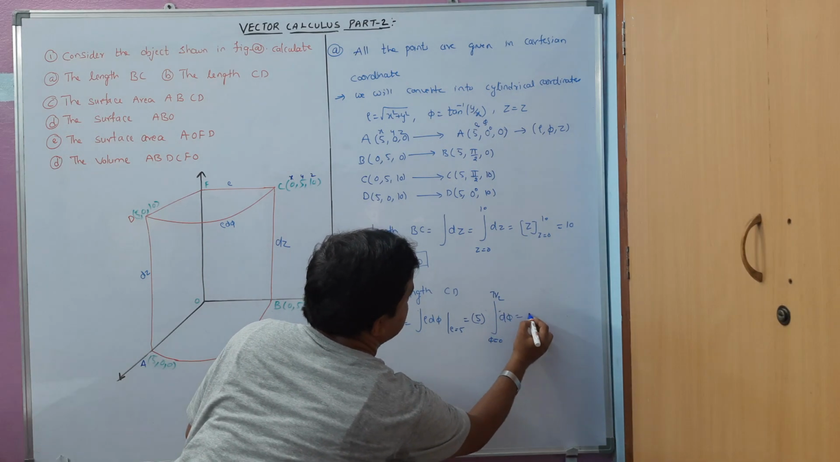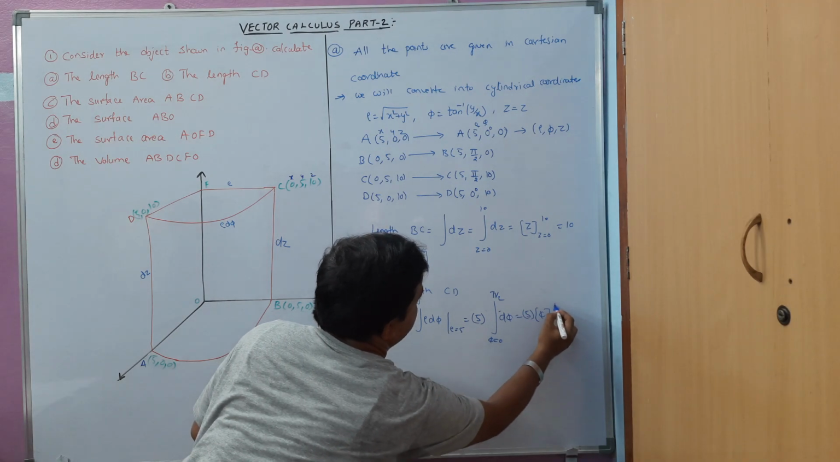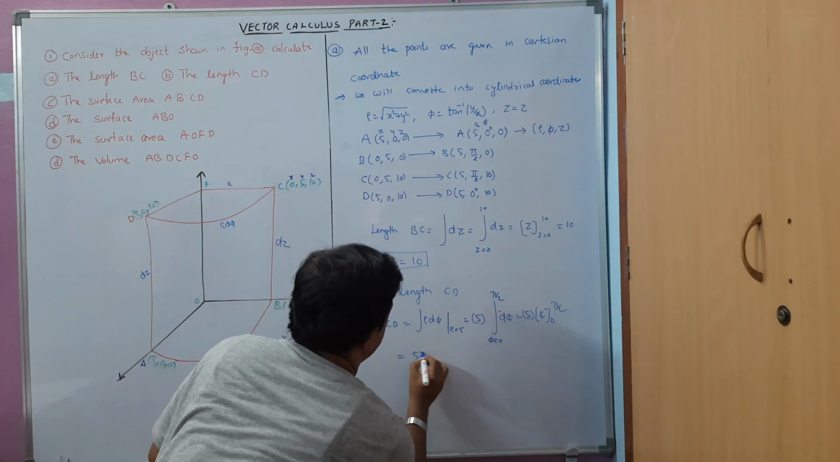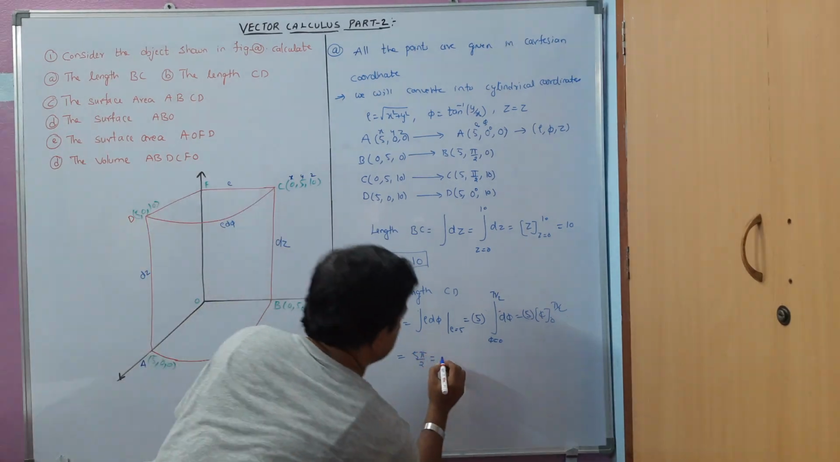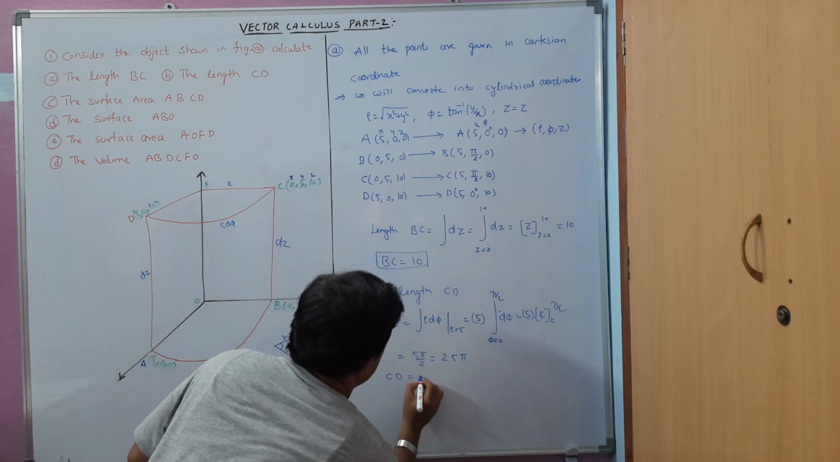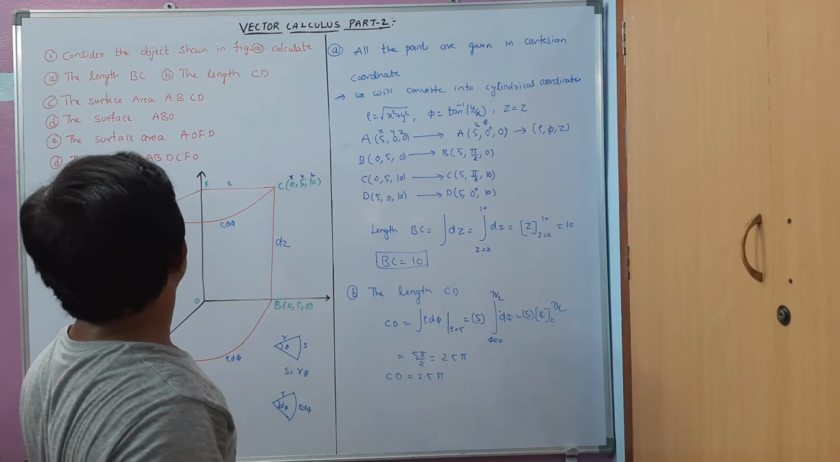So I get here phi, from 0 to pi by 2. I get here 5 into pi by 2. So it will come around 2.5 pi. So this will be equivalent to 2.5 pi. CD is equal to 2.5 pi. So this is the answer for the B question.